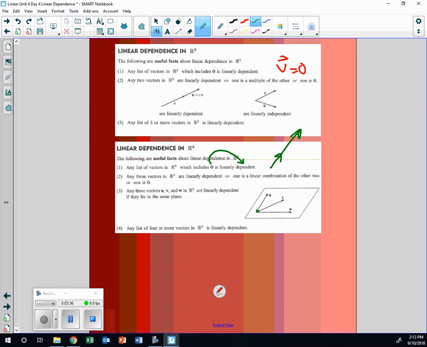Any 3 vectors, u, v, and w, are linearly dependent if they lie on the same plane. Huh? For the same reason as before: 3 or more in 2-space is going to be dependent. If they're in the same plane, same thing. So why does this work? Any list of 4 or more vectors, not in the same plane, is going to be linearly dependent.